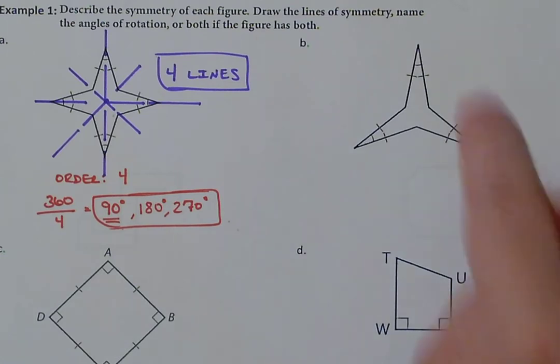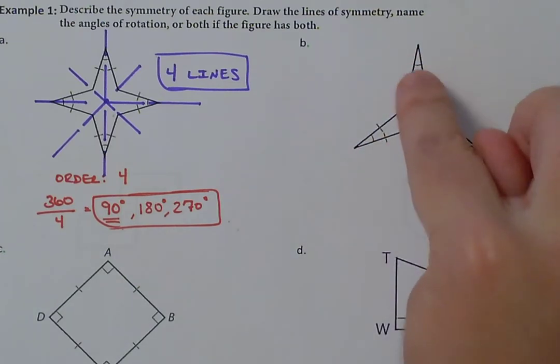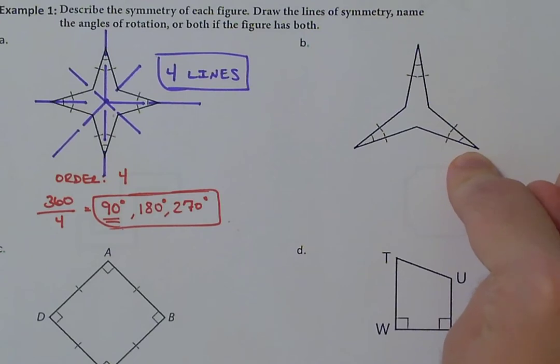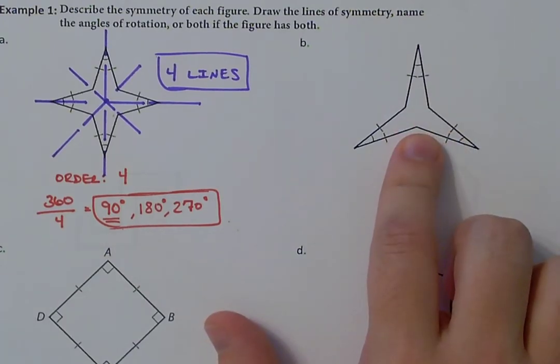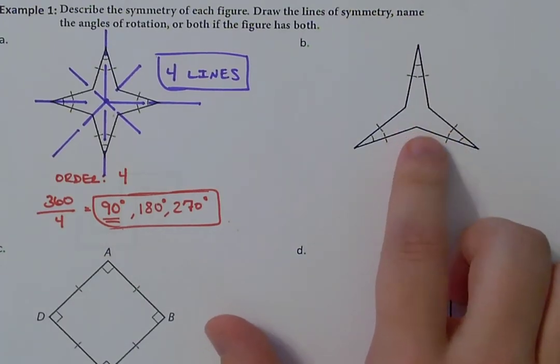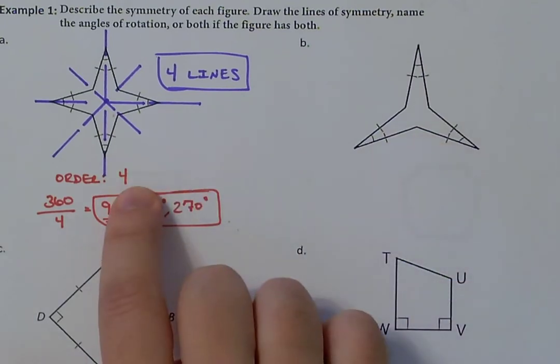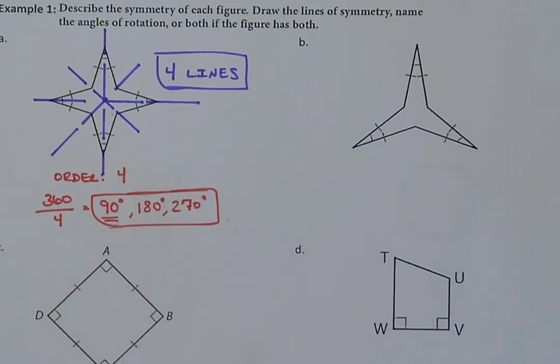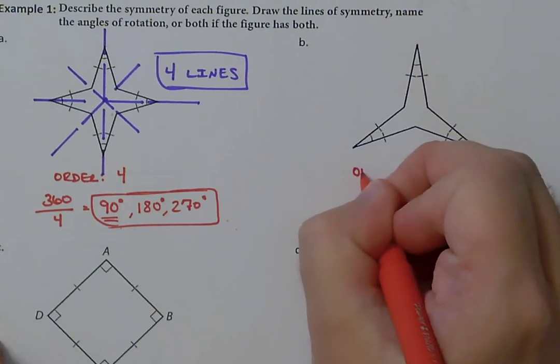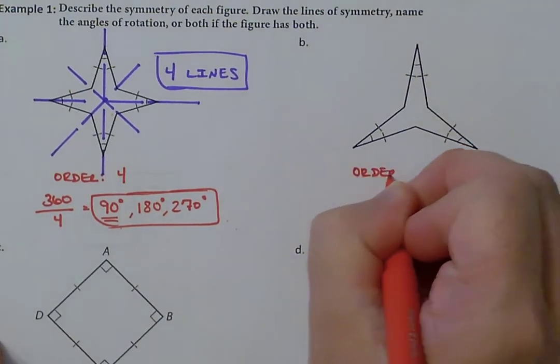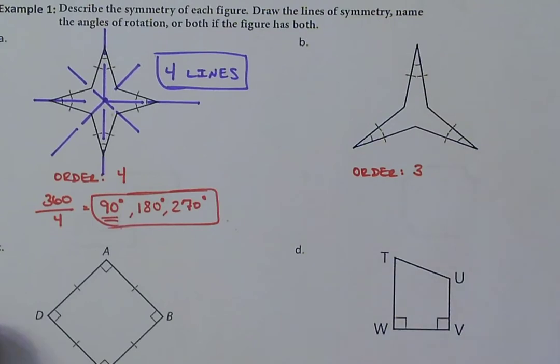In my mind, because we have a 3-point star and all 3 angles are the same measure here, and these side lengths are the same measures indicated by the tick marks, because I know that all those parts are equal, it's a 3-pointed star, so my guess is that this is going to map back onto itself 3 times. So the order here was 4. I'm going to make my guess that the order for this one is going to be 3.